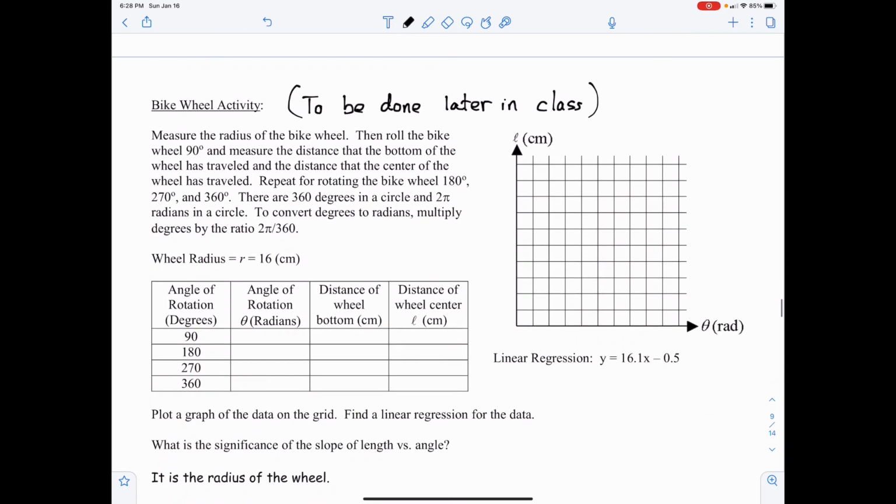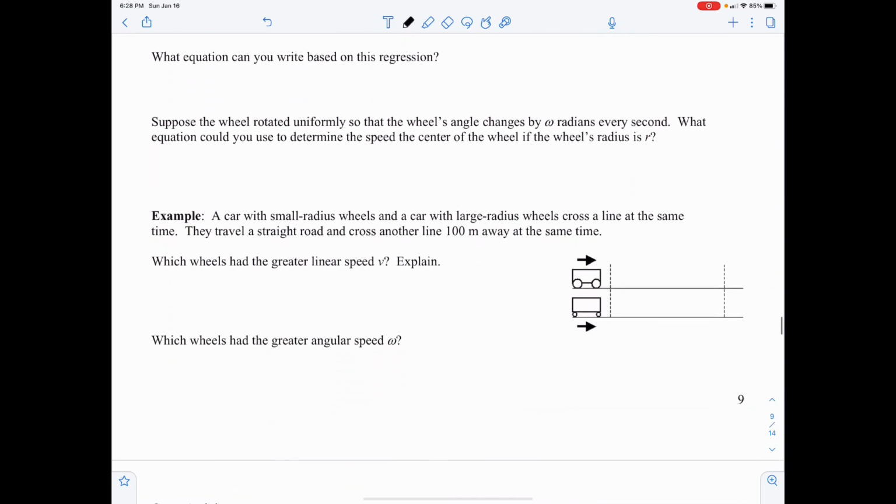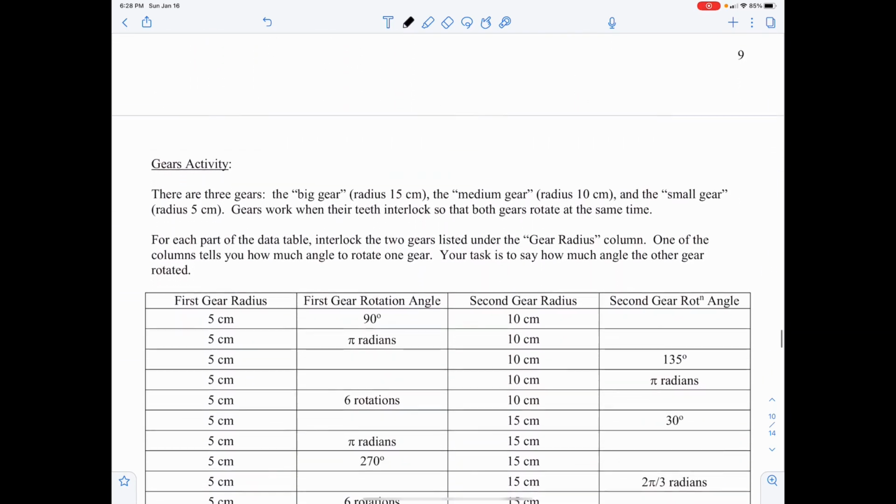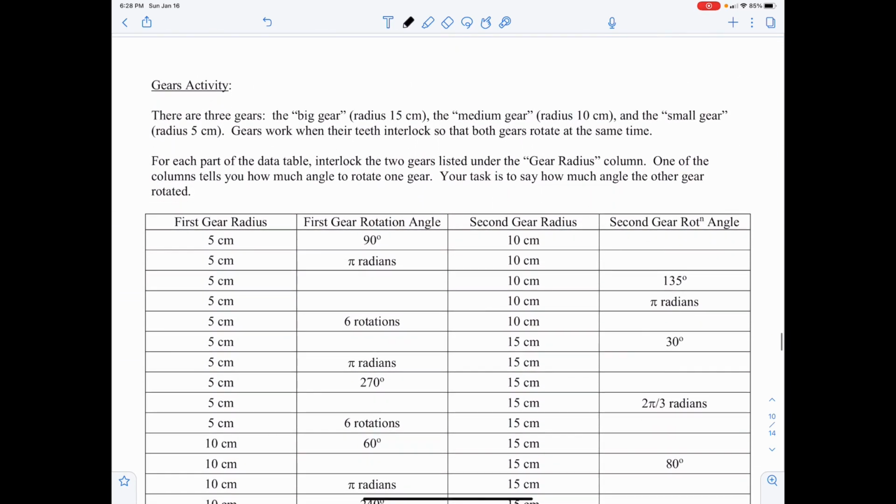Okay, the bike wheel activity, go ahead and skip this for the time being. We'll be taking a look at that in class. And go ahead and skip the gear activity. We will do this as an activity together in class as well.